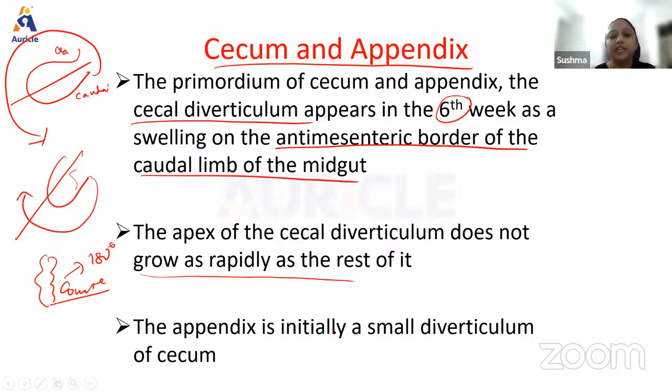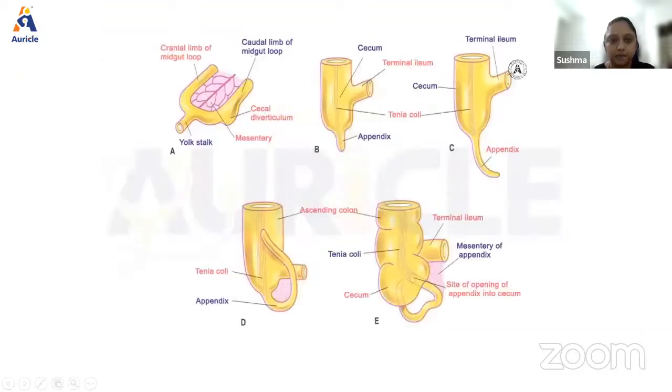Appendix is initially a very small diverticulum of the cecum. You can see here, this is the cranial limb of the midgut loop, and this is the caudal limb, and this is the cecal diverticulum. And this is the mesentery through which all of this is hanging, and this is the yolk stalk. Next, from the cecal diverticulum, you have the formation of the cecum.